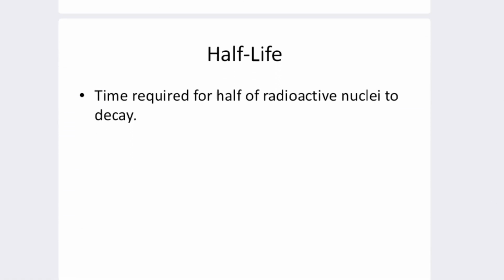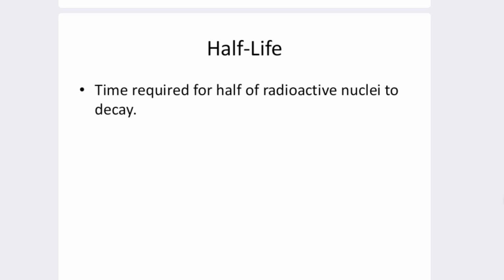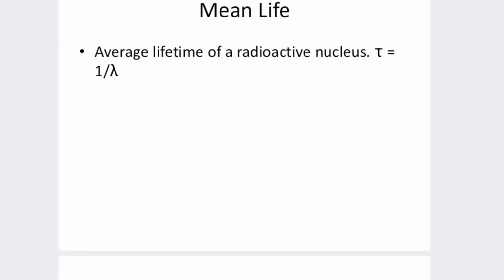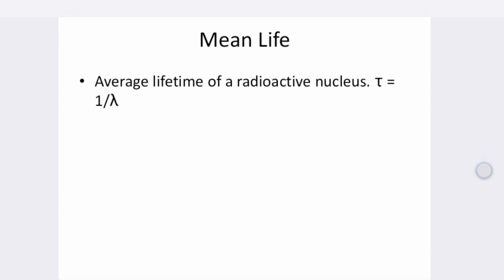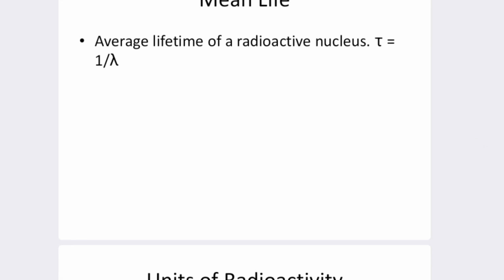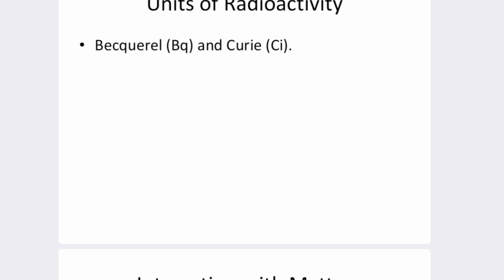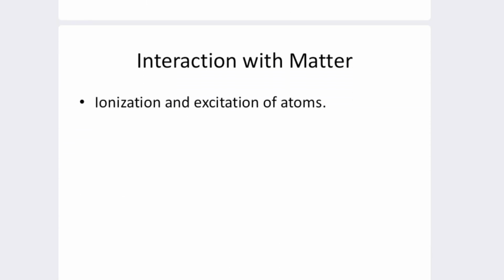Next is half-life. Half-life is the time required for half of the radioactive nuclei to decay. Next is mean life. Mean life is the average lifetime of a radioactive nucleus. That is, mean life is equal to 1 by lambda. Usually the units of radioactivity are becquerel and curie.